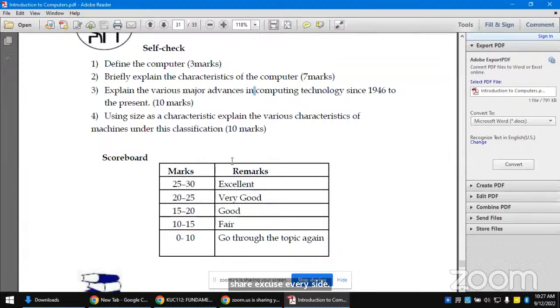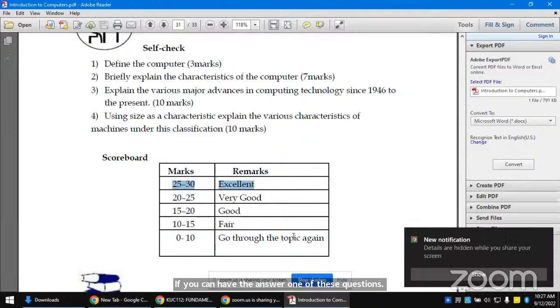So if you can answer all these, and you can see I've given the marks, if you can answer all these, then excellent. If you can hardly answer one of these questions, then you go back through this topic again, go back through the topic.